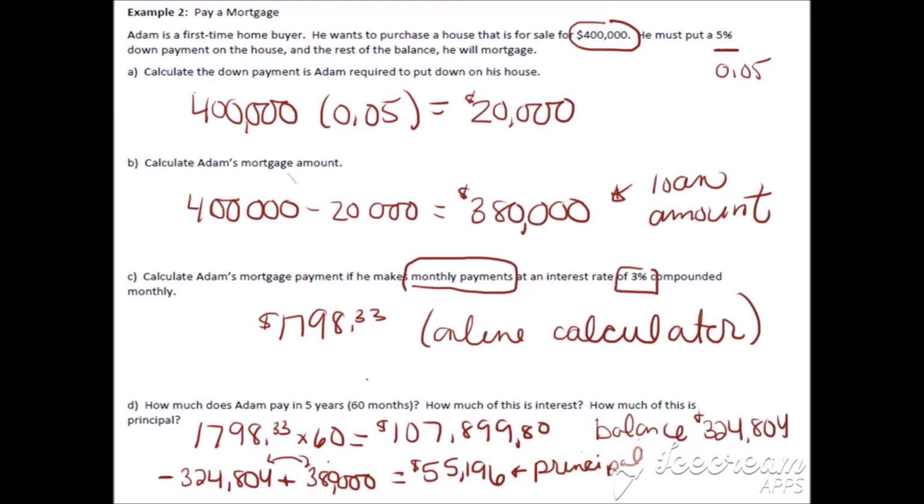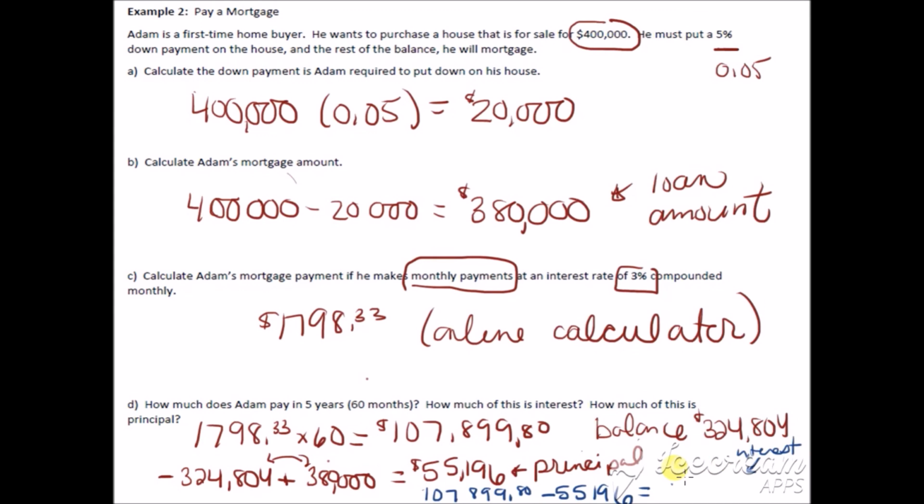Okay, so if you're looking for how much is spent in interest, well, the full amount spent, 107,899.80, subtract the principal amount, which is 55,196, and this is going to be the interest. And I get 52,703.80. Okay, so in 5 years, you're going to spend 52,703 on interest and 55,000 on principal. So it's almost like half and half.